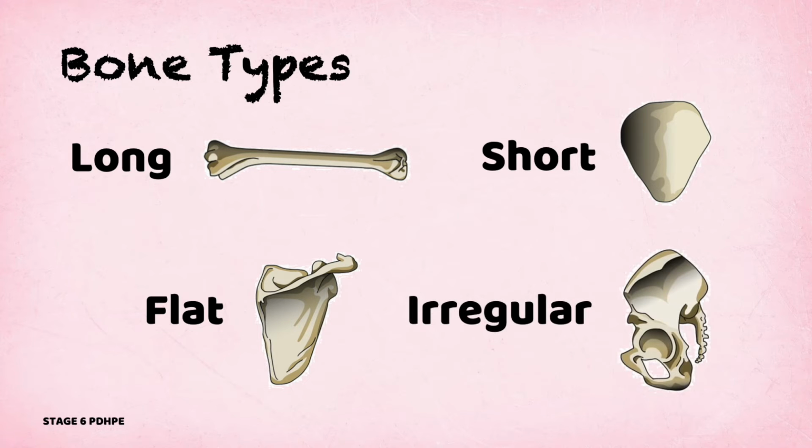Finally, we have irregular bones, which are pretty much any bones that don't fit the other 3 categories due to their unusual and unique shapes.